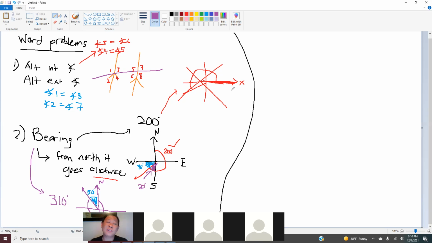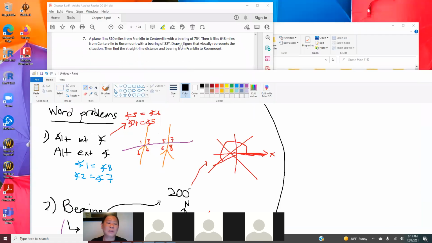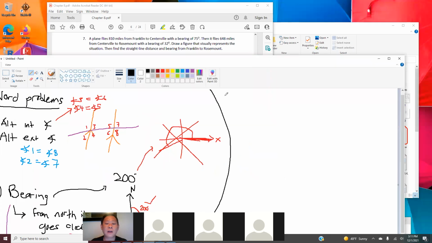So make sure you guys know all this basic. It's considered basic stuff. Because if you learned geometry in your high school, then you should be able to do this. Okay. So now we're gonna talk about question 7. This is your word problem here. So this is a bearing.